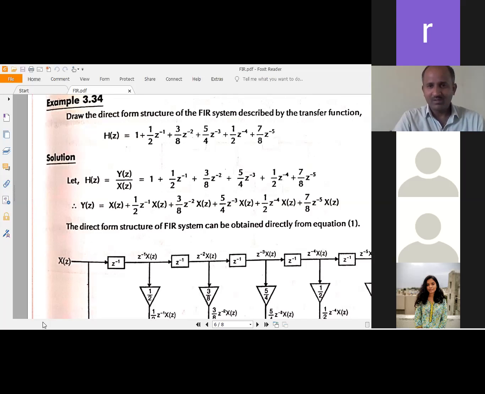Okay. So thank you one and all. We will meet in the next class. You all go through the structures of this FIR filter, and those who are having doubts, you note it down and you clarify in the next class. Okay. So thank you one and all.